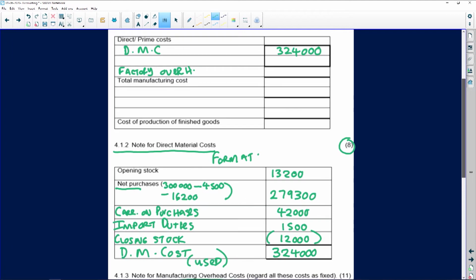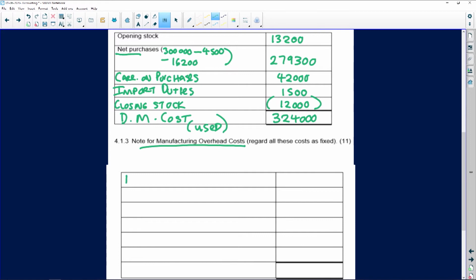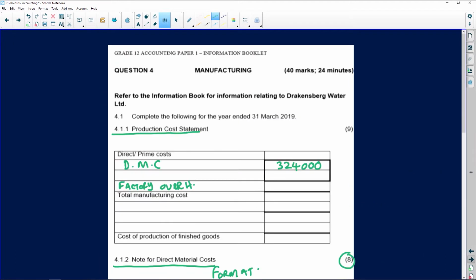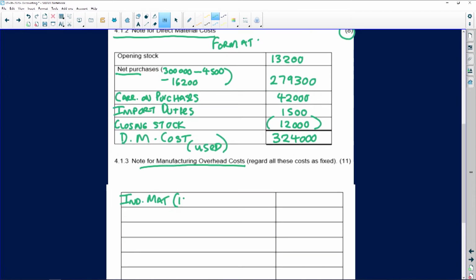Looking at our factory overheads, again, guys, I'm going to start off with indirect material first. Looking at the information given, I've got to use the balance at the beginning of the year first. So at the beginning of the year, my indirect material was 11,200. Let's fill that in. To this figure, remember, I'm going to once again add purchases of indirect material.